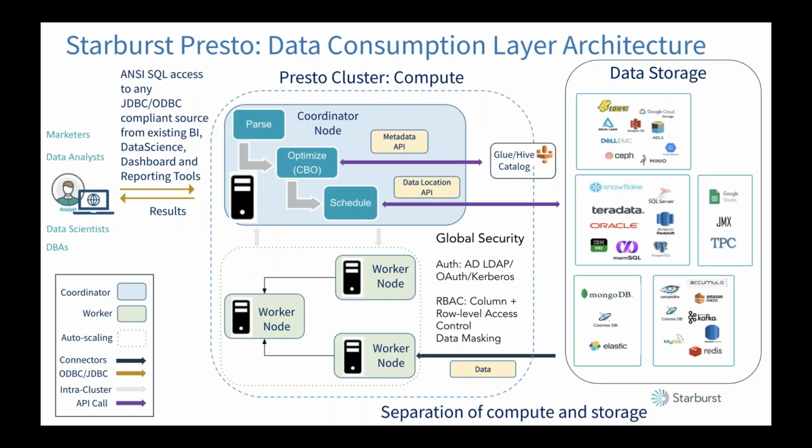So from here, I just want to talk a little bit more about the architecture of Starburst and walk you through some of the most significant elements. On the left-hand side, you can see the different organizational personas that can access data through the Presto cluster using JDBC or ODBC compliant tools. On the right-hand side, you have all of the data sources that are configured for the cluster. They fall in a variety of different categories.